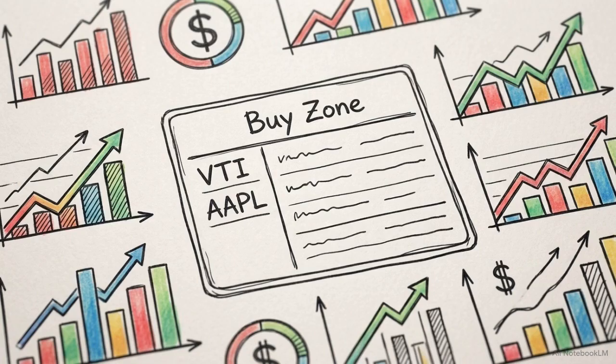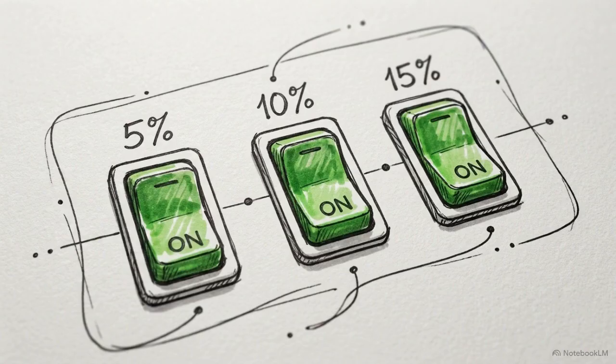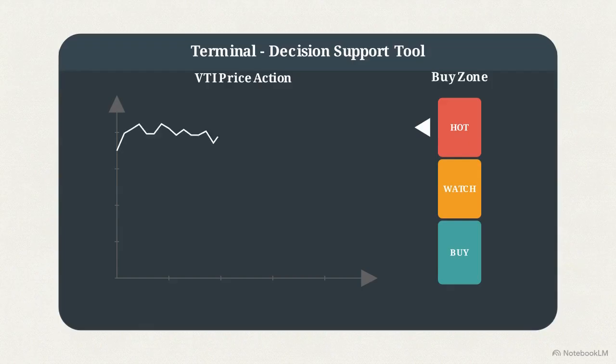Let's start with a buy zone module. You can instruct the AI to build logic rules that track your holdings and set automatic pullback triggers, like a 5%, 10%, or 15% drop from the high. This gives you a visual decision support tool. Look at this threshold meter. As a stock price drops, the system clearly shifts colors from red to yellow to green, showing you exactly when an asset is ready to purchase versus running too hot.